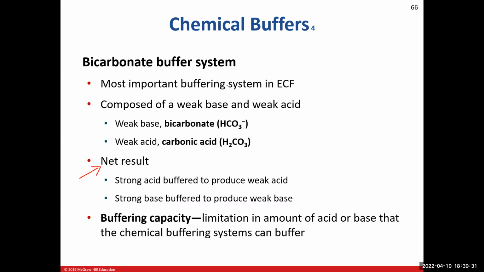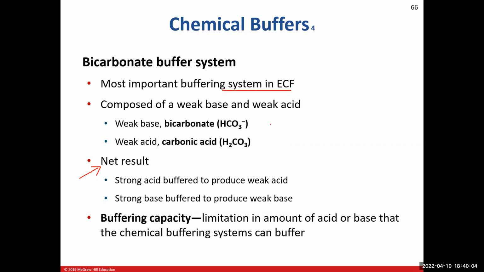So this one plays a huge role in the extracellular fluid here. And so our weak base is going to be bicarbonate, and our weak acid will be the carbonic acid. Now, of course, these chemical buffering systems have a limit. They can only do so much. Remember, they're temporary and they are limited. So when they reach that limitation, that end area, we call that the buffering capacity. That is the limitation, the amount of acid or base that they can buffer.